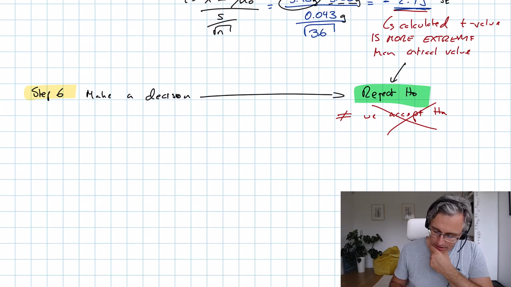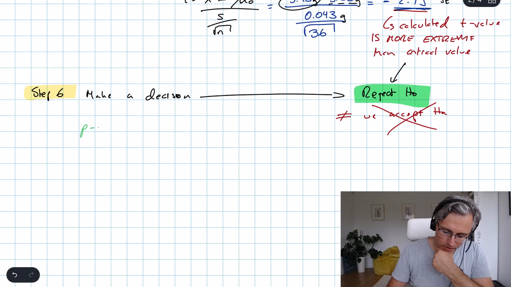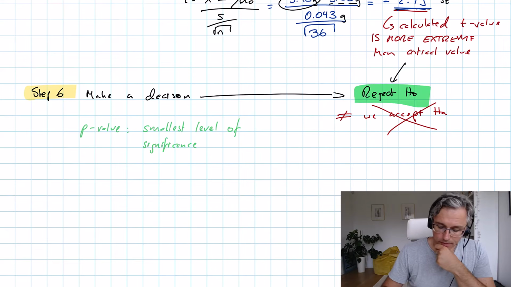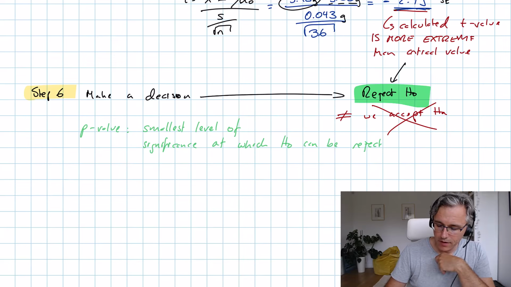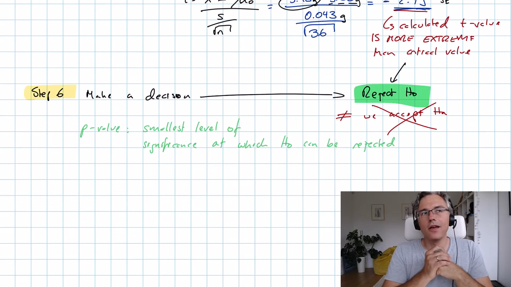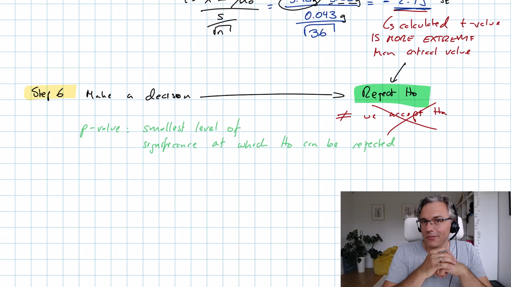And let's just state that there is a term known as the p-value. This is the smallest level of significance at which H0 can be rejected. And for us, it's going to be close to 1% for a two-tailed test, although it's probably even a little bit lower than 1% because we clear the threshold at 1%.